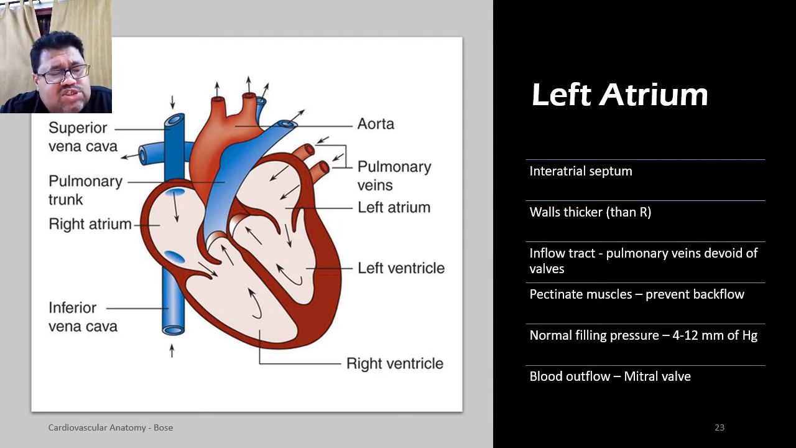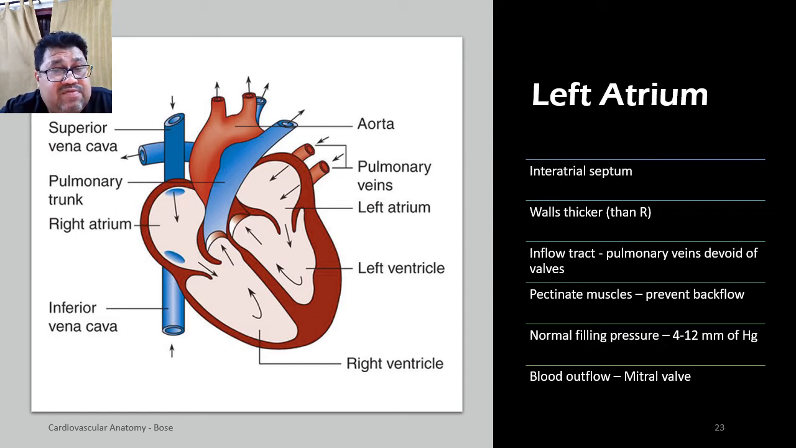Oxygenated blood will arrive into the left atrium from the lungs in the posterior part of the cavity via the pulmonary veins. The pulmonary veins entering the left atrium have no valves. Therefore, they can easily see backflow of blood through them back into the lungs.